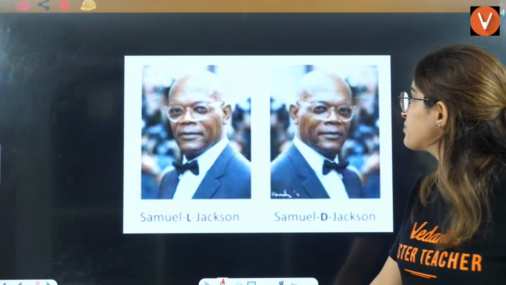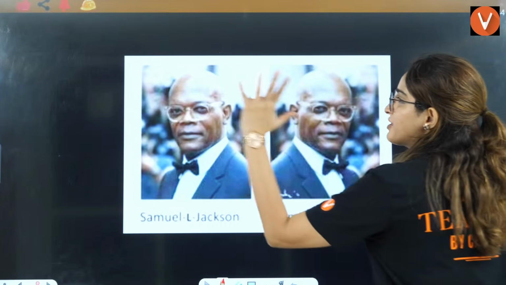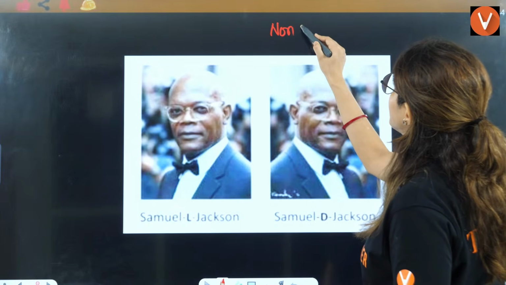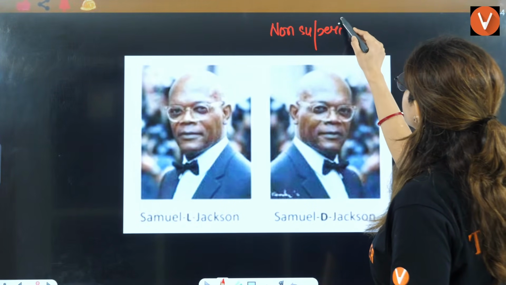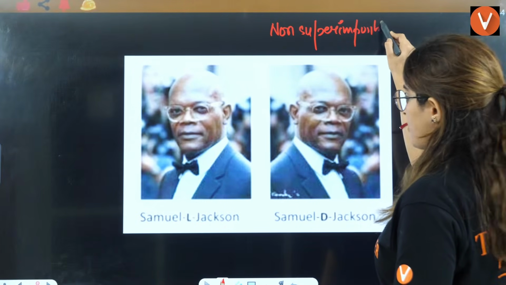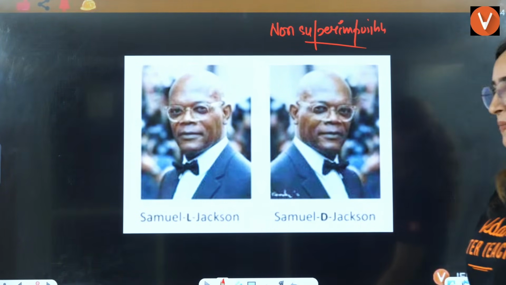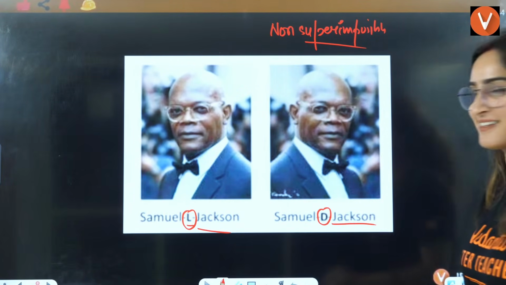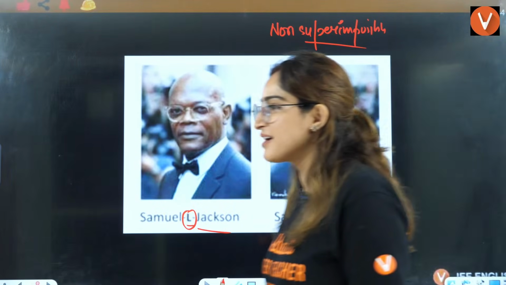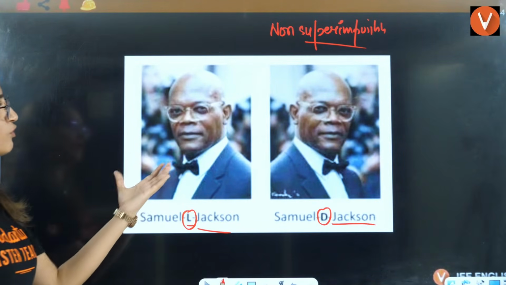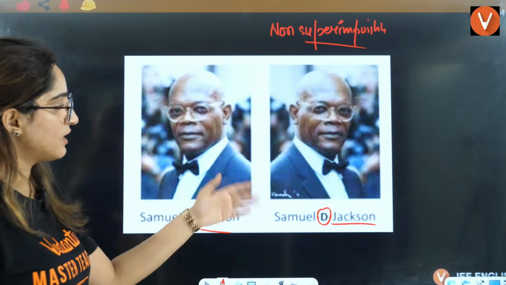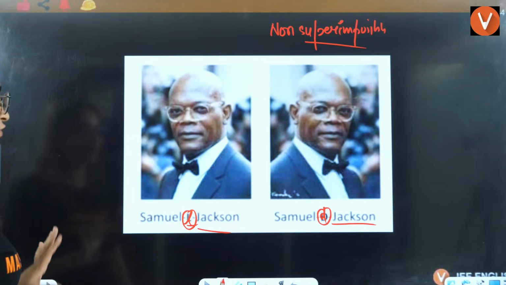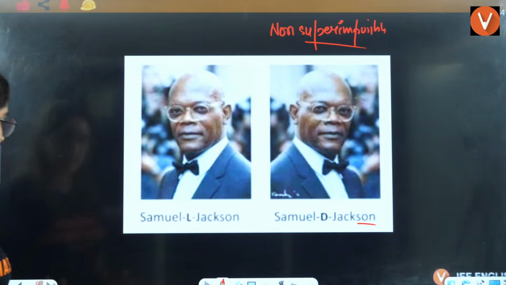Is this non-superimposable? If you place this picture here, that is non-superimposable. Non-superimposable, right? Okay. So, this is L Jackson. This is D Jackson, isn't it? So, that is going to be levo on the left side, and this should be small l and small d, right? Okay, if you are talking about that, right?